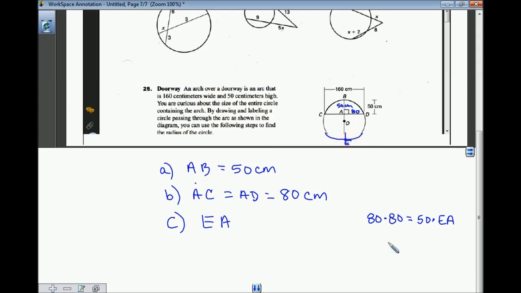So this is what we studied. So we get 6,400 equals 50 times EA. And when we divide by 50, we get what? 128. Okay? Now we're asked to find EB.